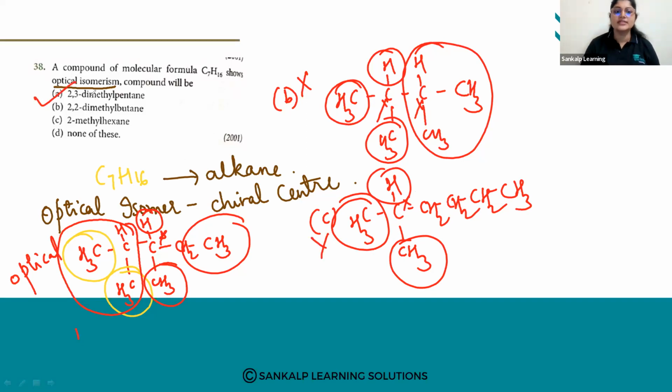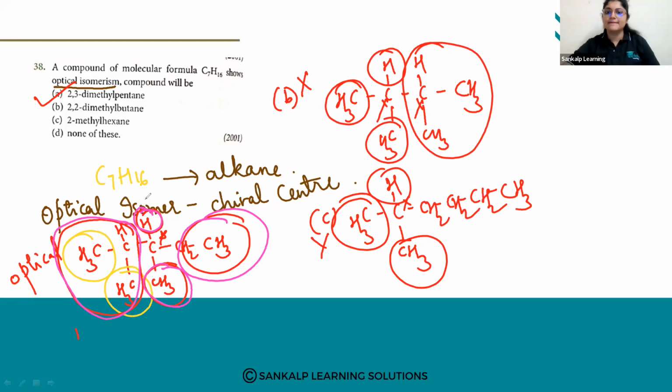So our option A is the right answer because all the groups here are different. This is one group, this is the second group, this is the third group, and this is the fourth group. So all the atoms attached to this carbon center are different. So it is option A. Understood?